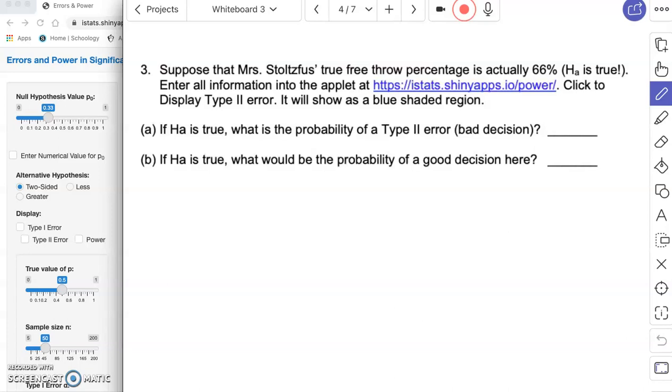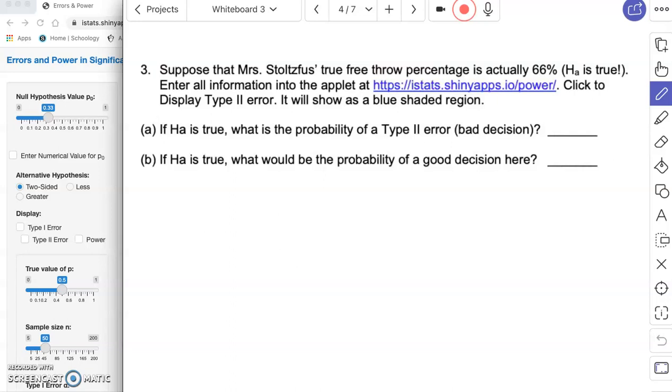Now, if you actually knew that my free throw shooting ability was 66%, you would not be doing any type of significance test. You'd just call me a liar. It's not 0.8, and you would move on. But in a real life scenario, you don't know that true population parameter.